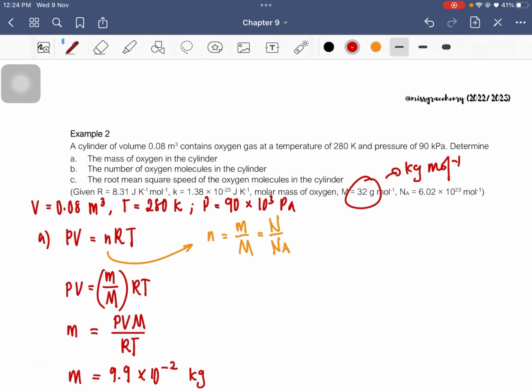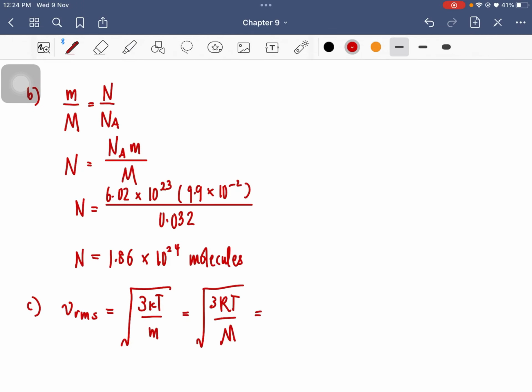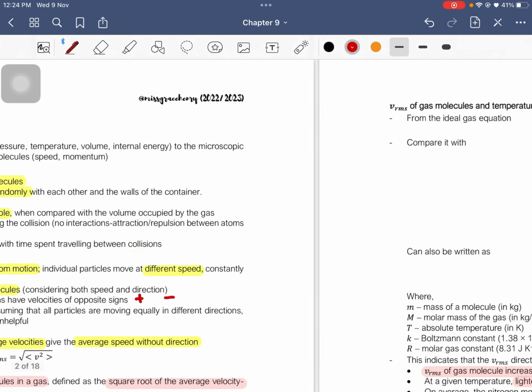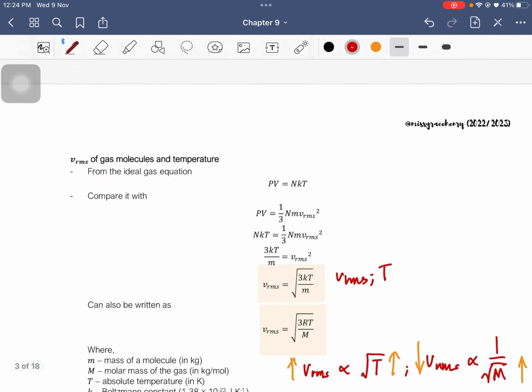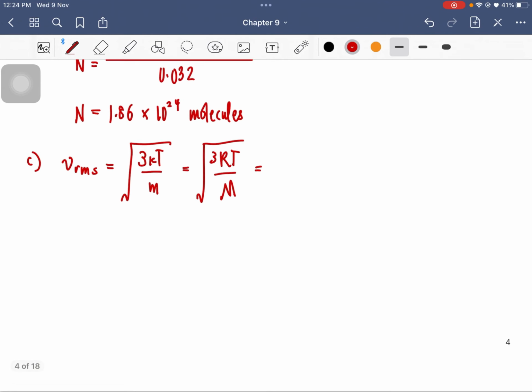Question C. The root mean square speed of the oxygen molecules in the cylinder. So that is just RMS speed. RMS speed is equal to, so we have square root of 3kT over m. We also have square root of 3RT over the molar mass. And then what else? What RMS speed punya equation lagi kita ada? Those two je lah yang kita boleh apply for this question.